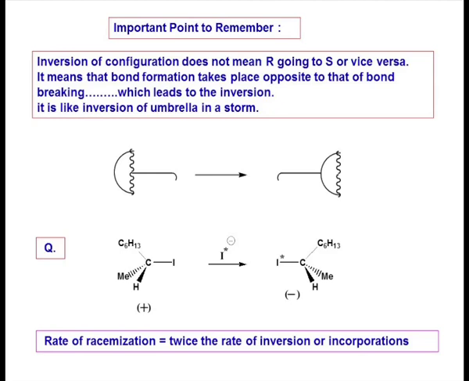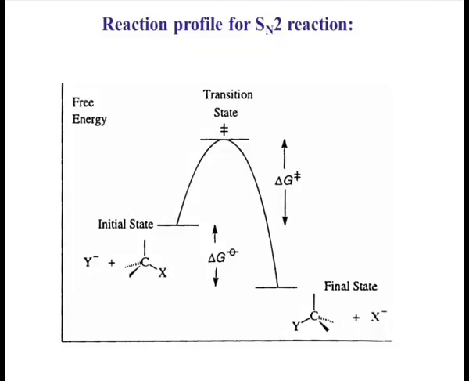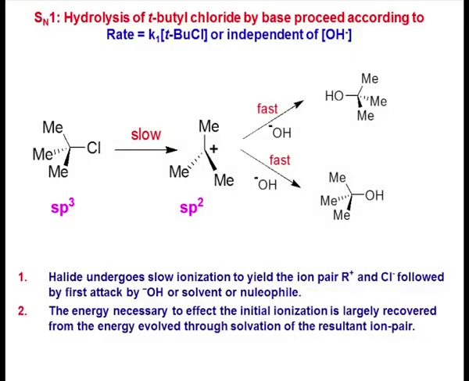Rate of racemization twice the rate of inversion or incorporation. So, the reaction profile of SN2 will be very straightforward: initial state, transition state, final state. This is the free energy diagram, the energy profile diagram, and it very clearly shows only one transition state and a concerted process.